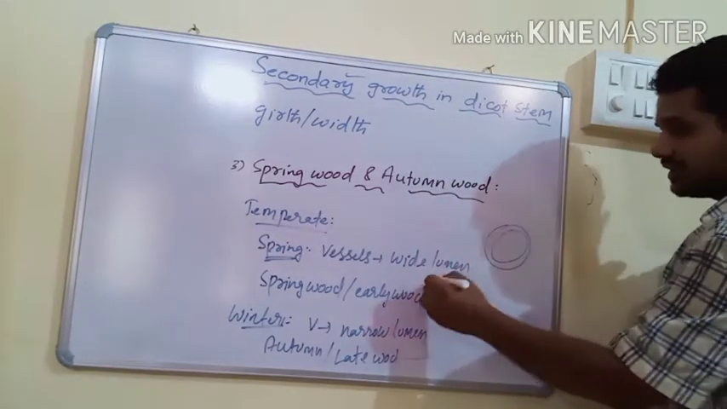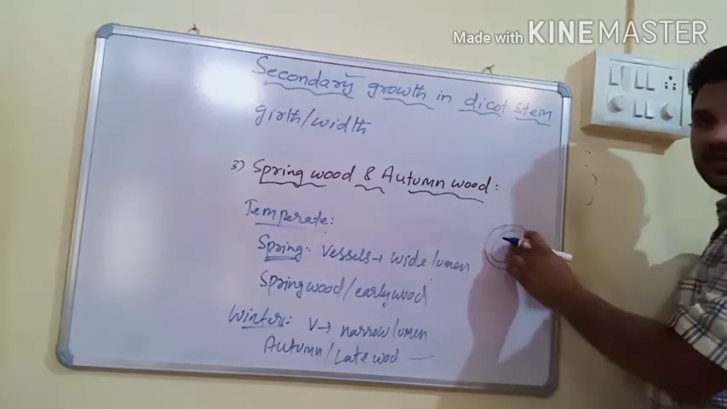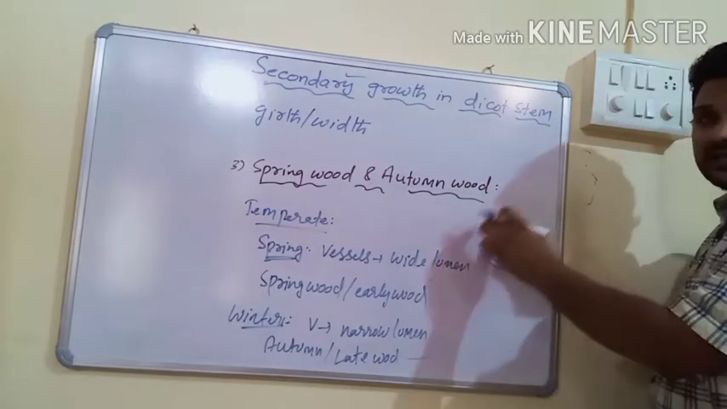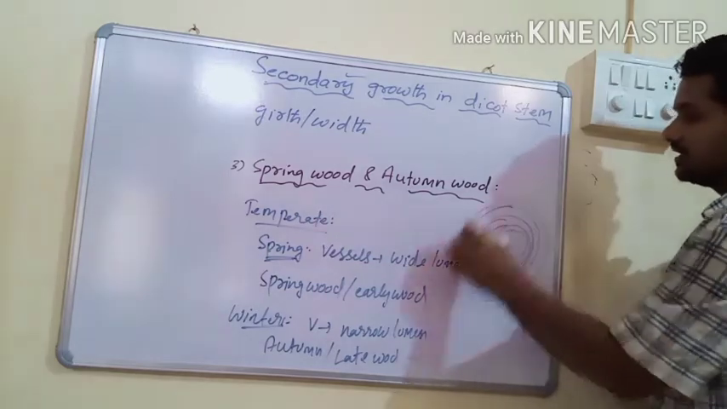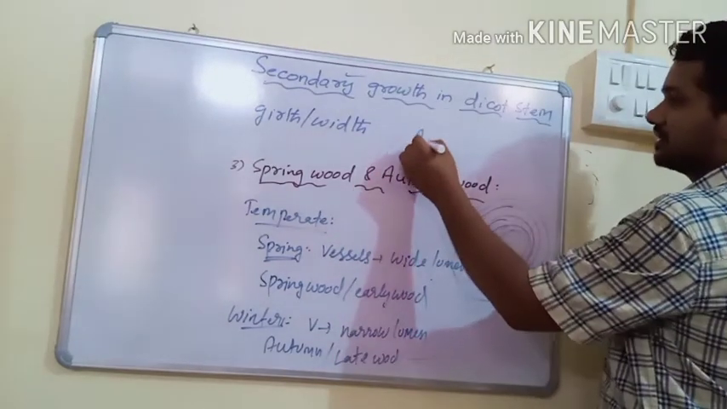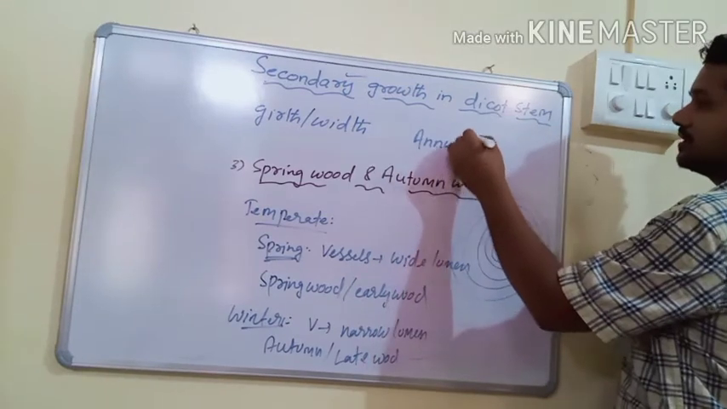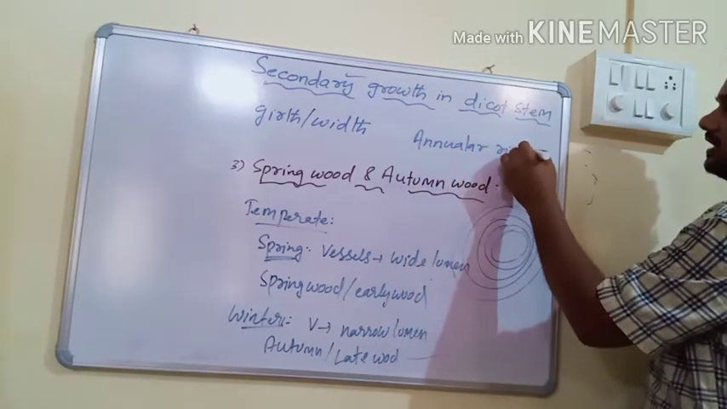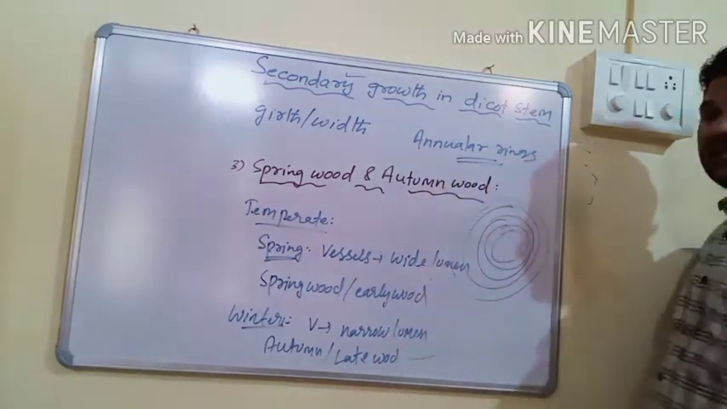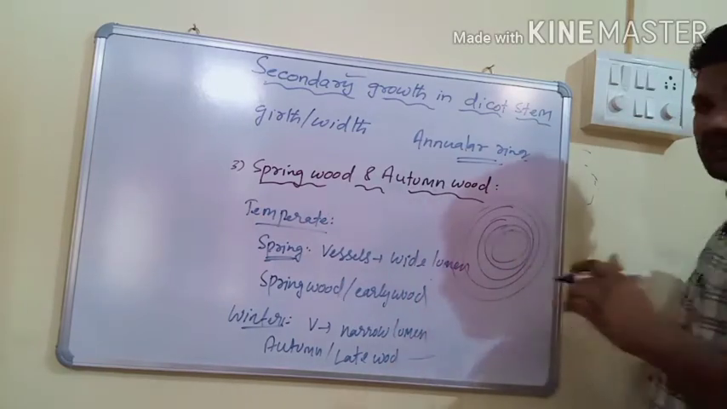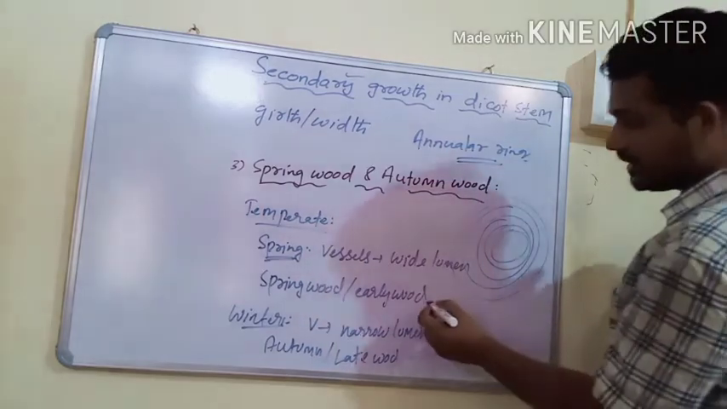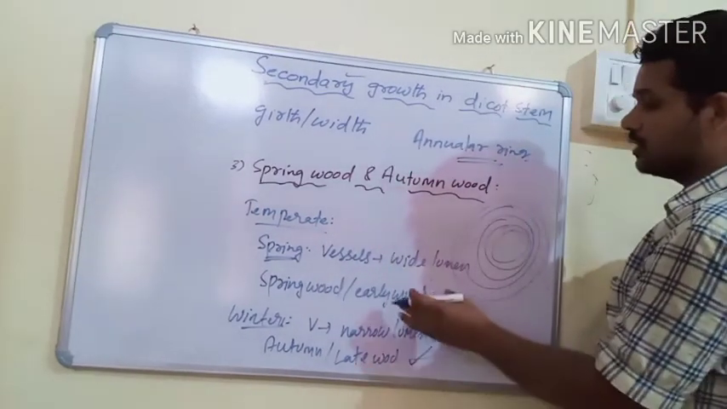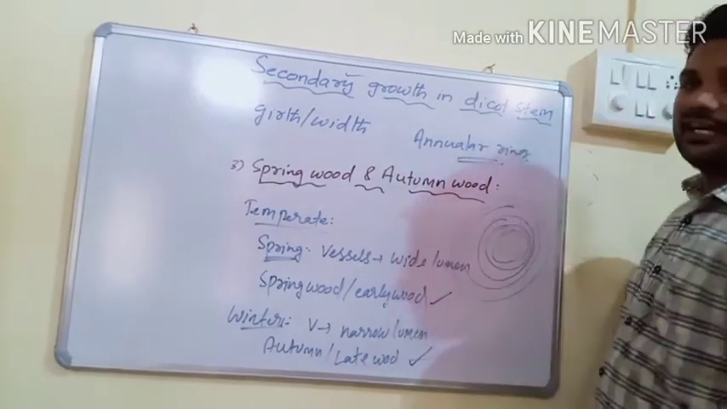And these spring wood and autumn wood appear in alternate concentric circles. These alternate concentric circles, these rings, are known as annular rings. So annular ring means both spring and autumn wood, or early wood and late wood; both are collectively known as annular ring.